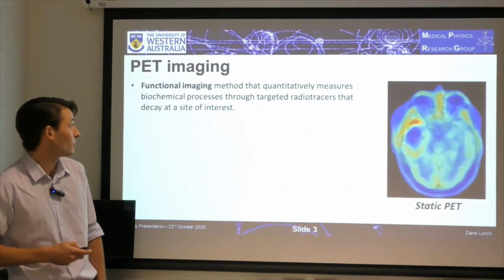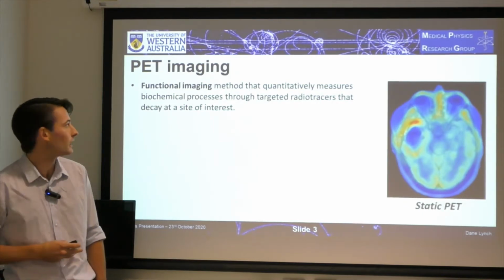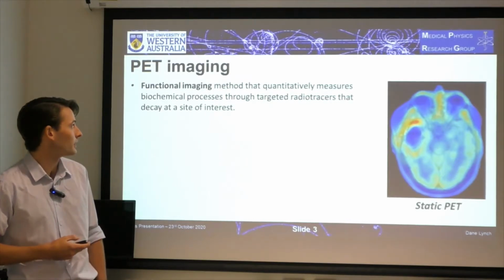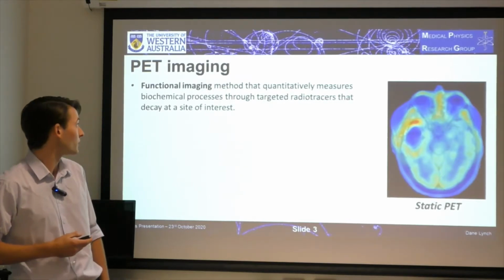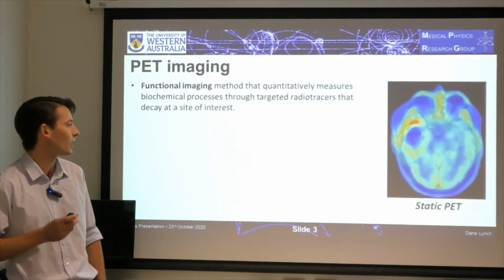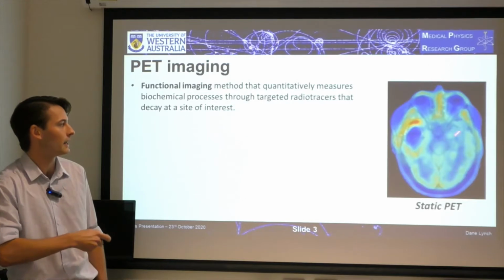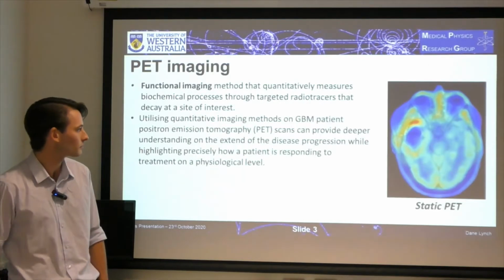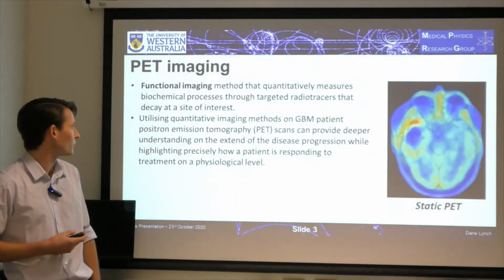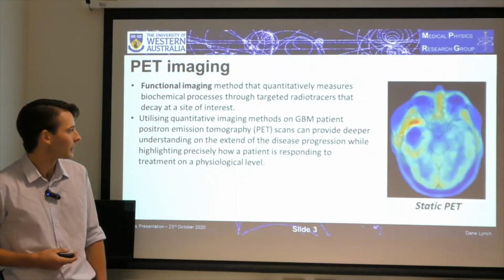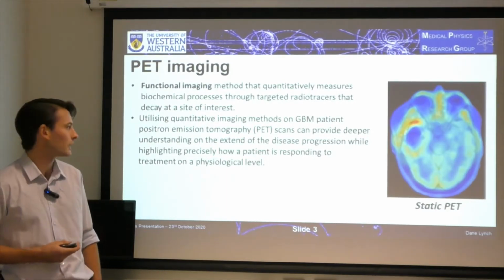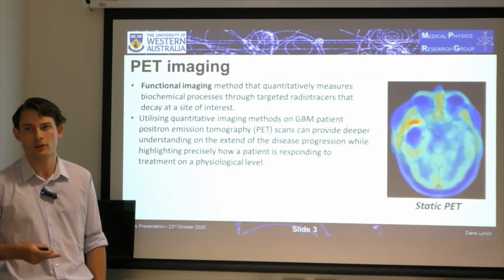The imaging modality that was focused on for this particular study was PET imaging, positron emission tomography. It is a functional imaging method that quantitatively measures biochemical processes through targeted radiotracers that decay at a site of interest. On the right here we can see an example of a static PET image. Utilising quantitative imaging methods on GBM patient positron emission tomography scans can provide a deeper understanding of the extent of the disease progression, while highlighting precisely how a patient is responding to treatment on a physiological level.